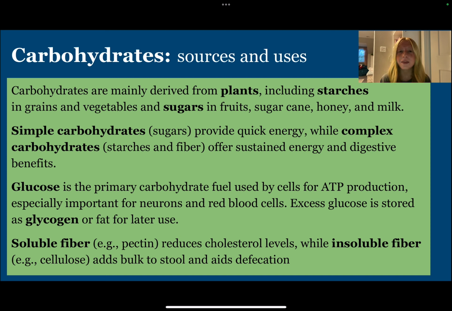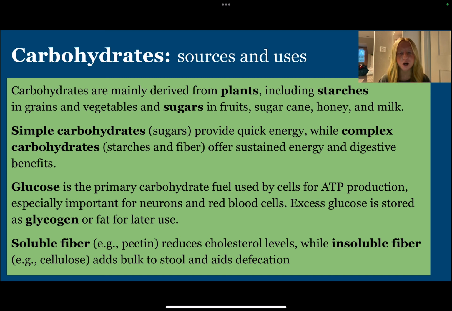Carbohydrates. They are mainly derived from plants, including starches in grains and vegetables, and sugars in fruits, sugarcane, honey, and milk. Simple carbohydrates include sugars, which provide quick energy, and complex carbohydrates include starches and fiber, and they often offer sustained energy and digestive benefits.